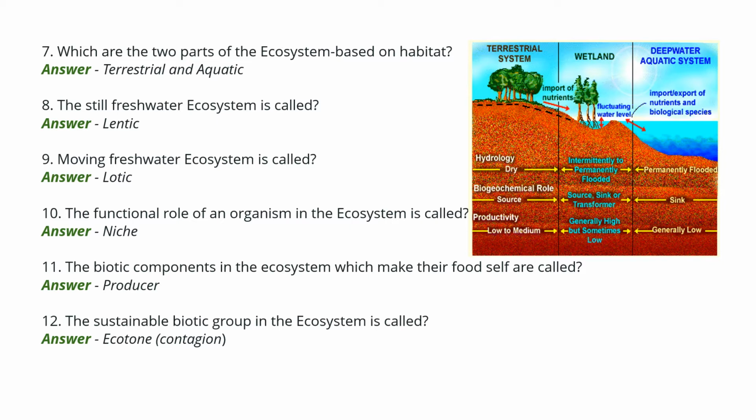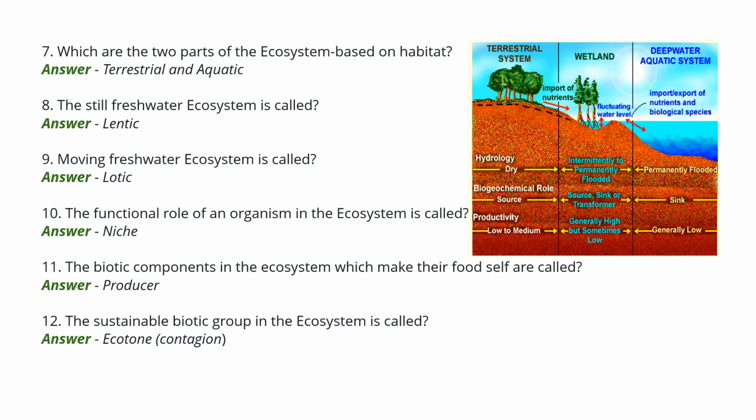Now next question: the biotic components in the ecosystem which make their food by themselves are called what? Now the correct answer is producers. Producers are the ones who make the food for themselves.